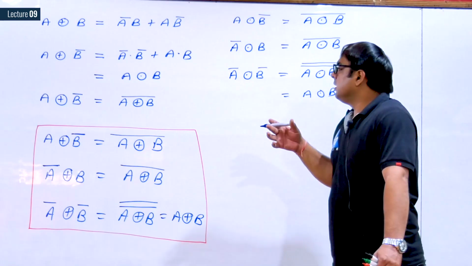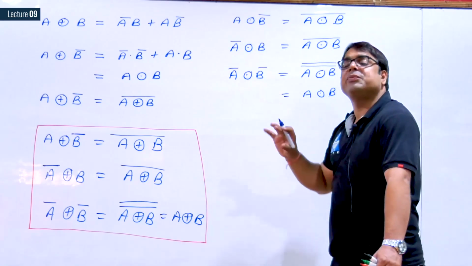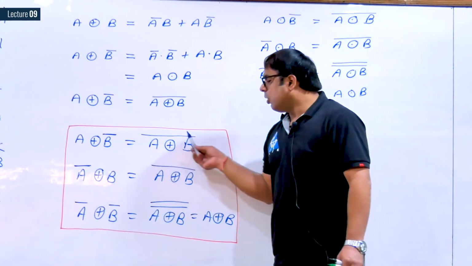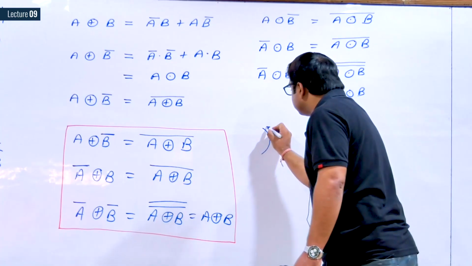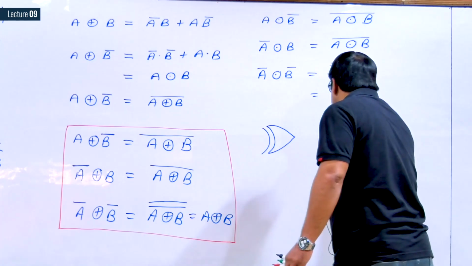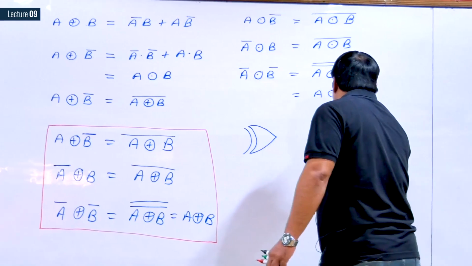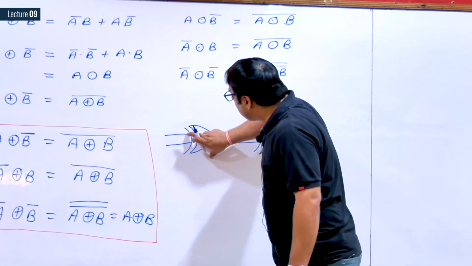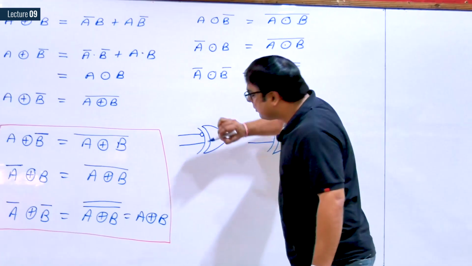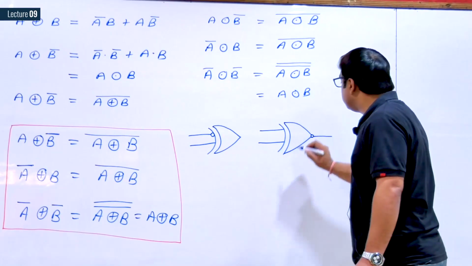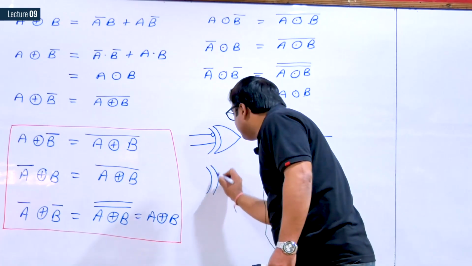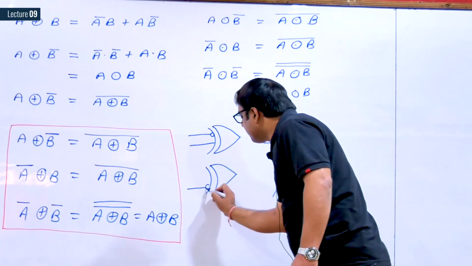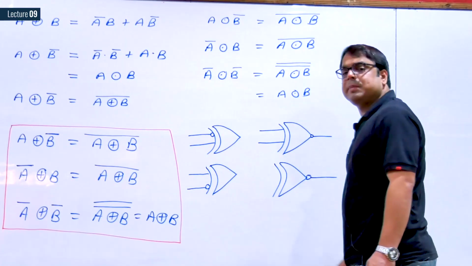What is now the way to represent the same conclusion in the form of a logic symbol? See, what we are saying here, complement one of the inputs, the whole function gets complemented. See, this is XOR gate and this is XOR gate. Obviously, both are equal, like this. What is the conclusion? If I complement one of the inputs, the whole function gets complemented.